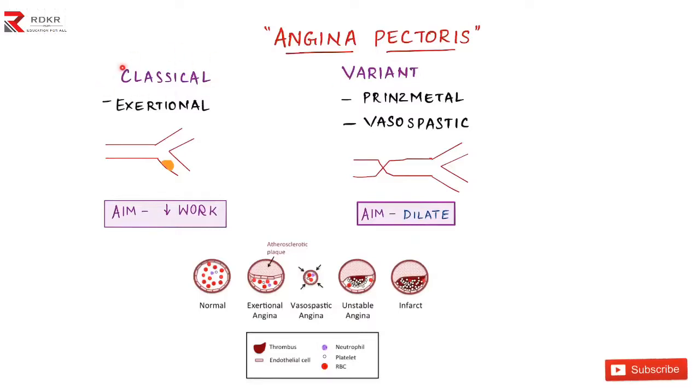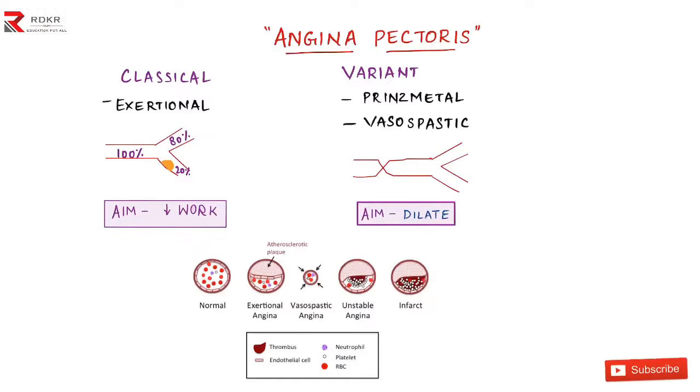In the classical type, the main problem is due to the formation of atherosclerotic plaque. When this atherosclerotic plaque is formed, for example, through this blood vessel, if 100% of the blood comes, only 20% will reach this sclerotic vessel and the remaining 80% will go into the normal vessel. So this is enough for the patient who is at rest.